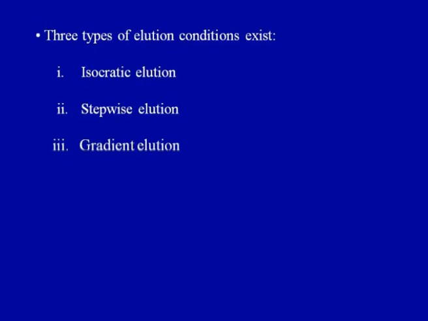Then there is stepwise elution. Now, in stepwise elution, a sequential discontinuous change in pH or salt concentration will be done. Like for example, you can change pH sequentially, like you can first start with say pH.